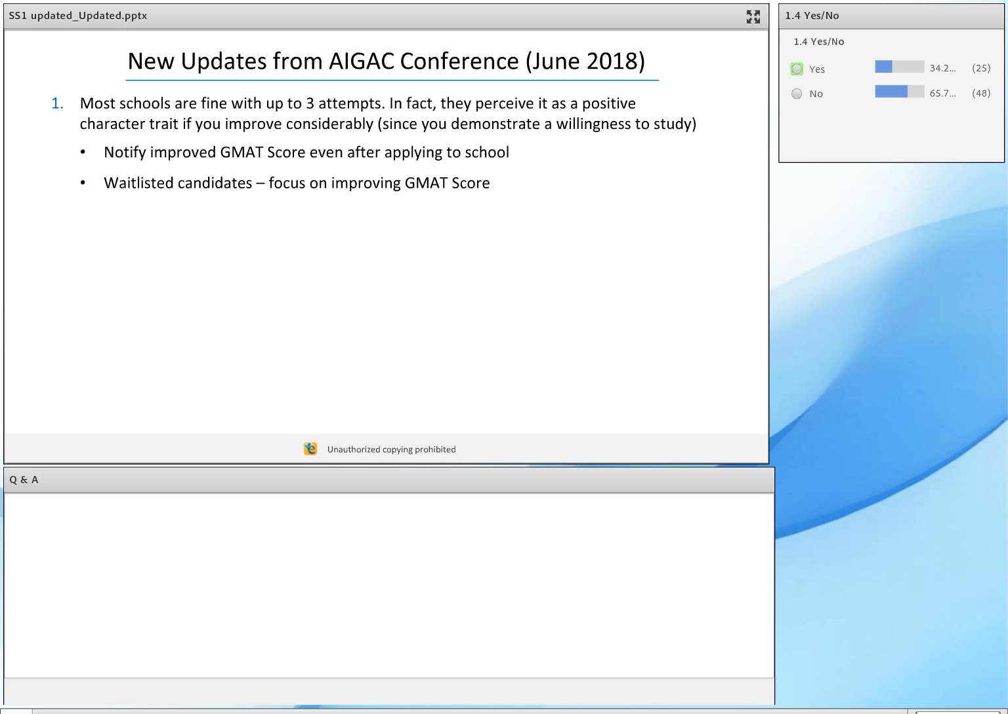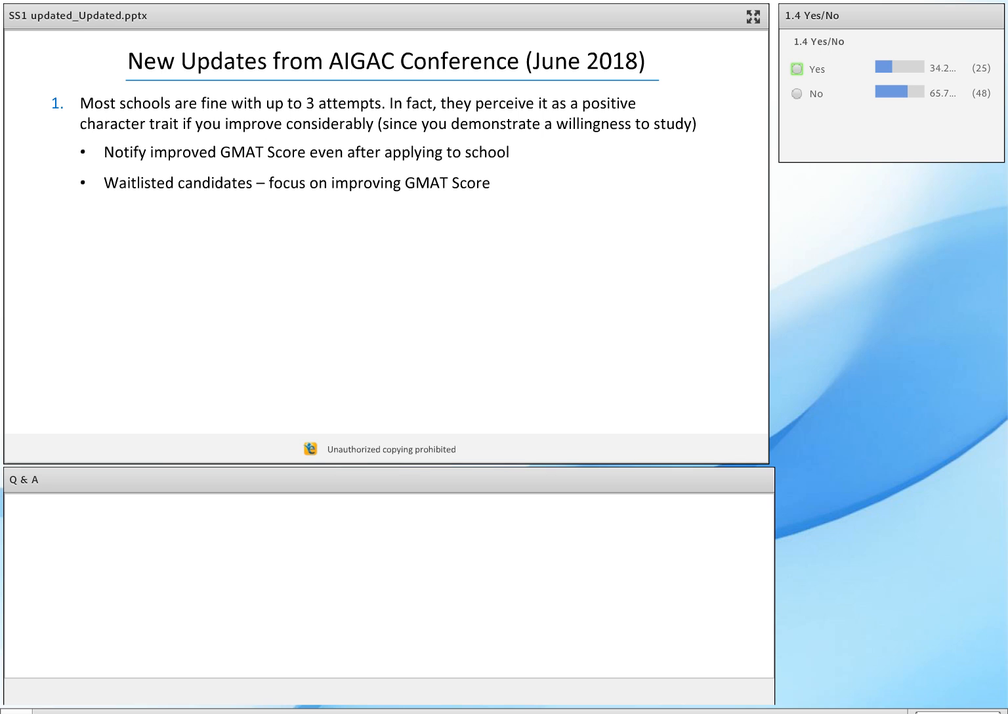Multiple GMAT attempts. A lot of people are really worried about multiple scores showing up. Most schools are actually fine with 3 attempts. In fact, the admission director of Columbia Business School even said that. He said, "Hey, if I see a low score and then I see a high score, what it tells me is that this guy's a really motivated individual. He doesn't take no for an option. He takes failure very well in his stride and is motivated to do well."